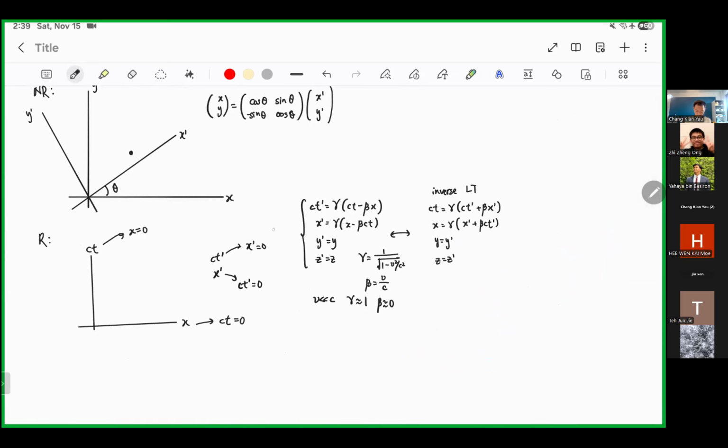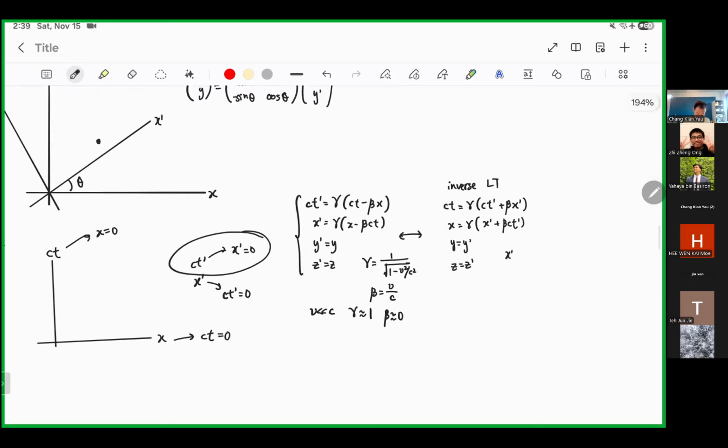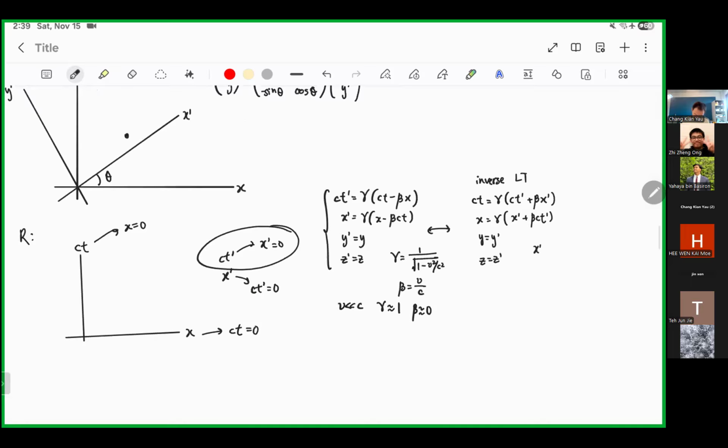The ct prime axis means x prime equals 0. So technically, if you want to find the Lorentz transformation, we need one with x prime so we can plug this condition in. We want to find the axis in this ct frame and x frame, so we need an equation with x prime, t, and x. The perfect equation for that should be this one.